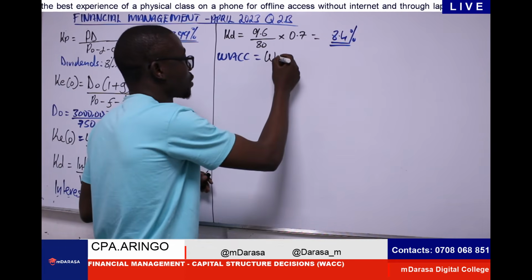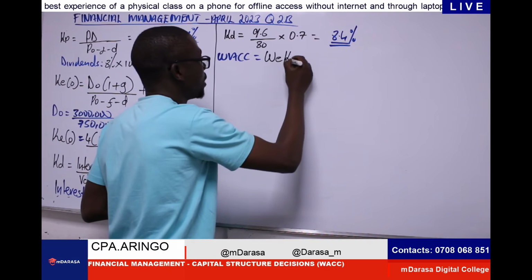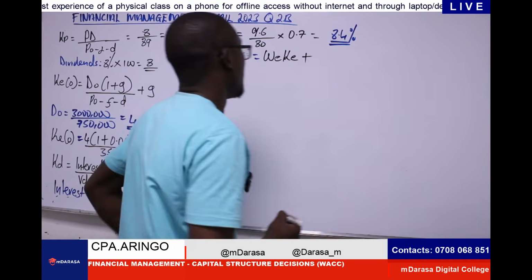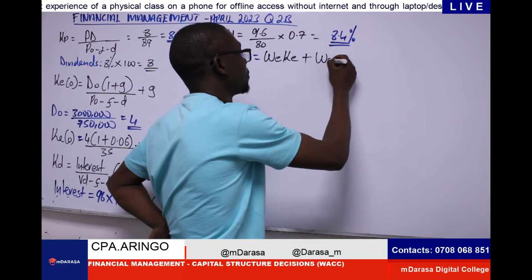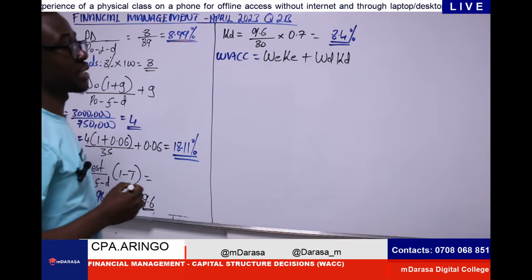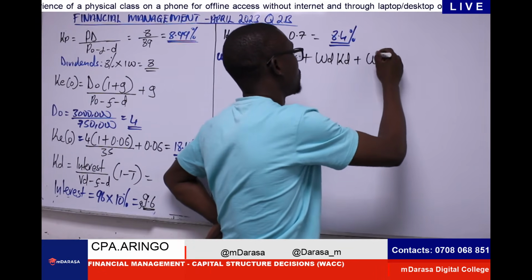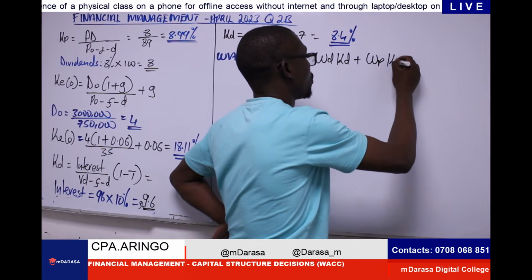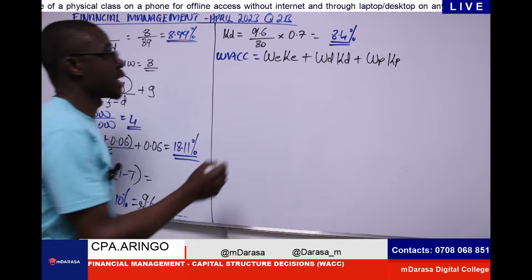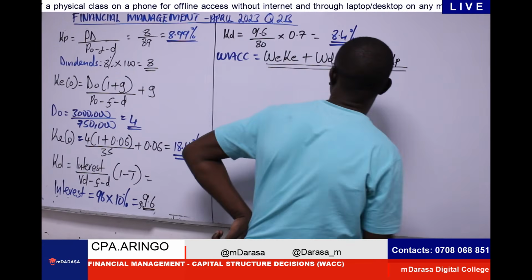Say, for example, the first component is equity. So I need to have the weight of equity, and I multiply by the cost of equity. We need to have, of course, our weight of debt. We multiply by the cost of debt, that is, of course, cost of debt after tax. We have to consider the weight of preference shares times the cost of preference shares. Summing this will give us WACC.